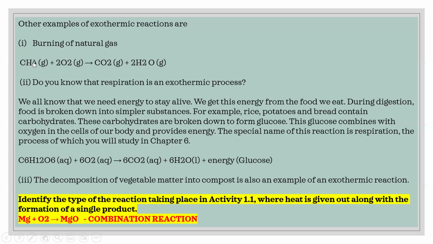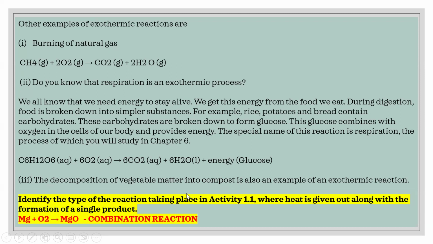See, another example, as we saw earlier, burning of natural gas. We saw burning of coal, right? Here, burning of natural gas. Natural gas is nothing but methane. Methane combines with oxygen and forms carbon dioxide and water. Next one is respiration, which is also an exothermic reaction. We know that glucose combines with oxygen and releases energy, right? So carbon dioxide, water plus energy is given out. So this is also an exothermic reaction. Next one is decomposition of vegetable matter into compost. This is also an example of exothermic reaction.